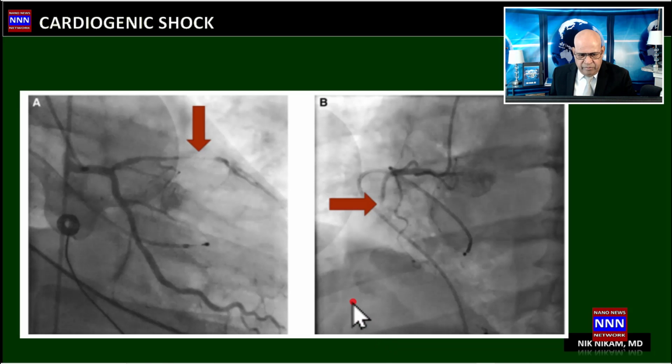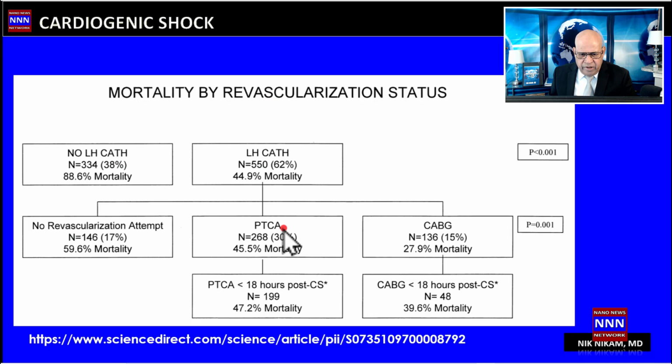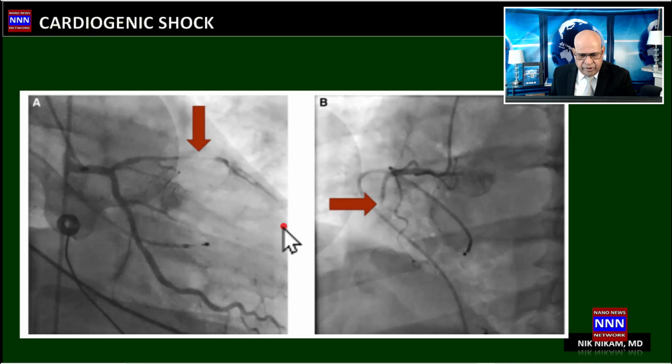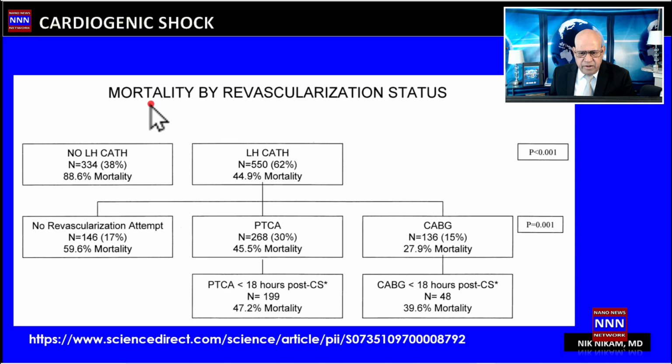Let's take a quick look at some of these entities as a general quick review. And here's an example of a patient with almost a total occlusion of the proximal left anterior descending artery, except for the septal branch here. And of course, this is the patient whom I showed the electrocardiogram with the heart block and ST elevation in aVL and V1 to V3. And when these patients come with this and they have reduced ejection fraction, obviously you're dealing with cardiogenic shock. Mortality by revascularization status.